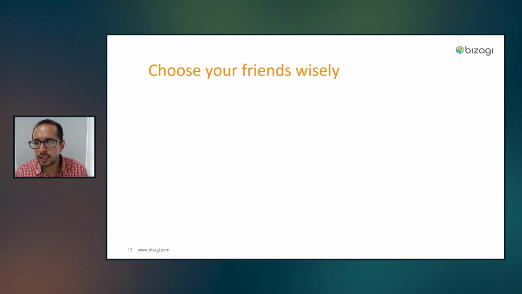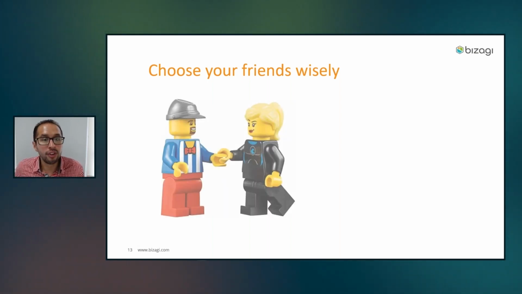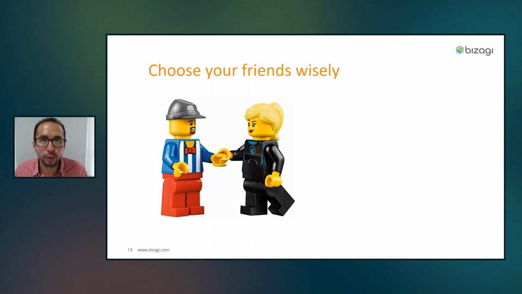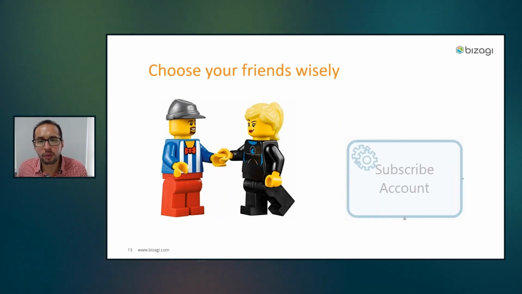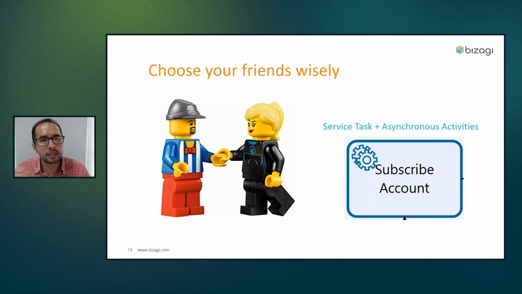So what is the idea behind choose your friends wisely? When you are handling your integrations, you need to understand and know how to use, or even combine, some of the options that are available in the platform wisely. Not all the time does everything have to go together. And one of the best friends that you can choose when you are doing integrations with external systems is the combination between service tasks and asynchronous activities, right?